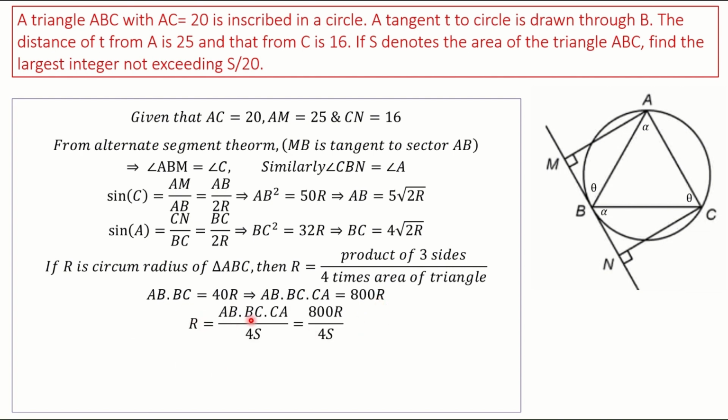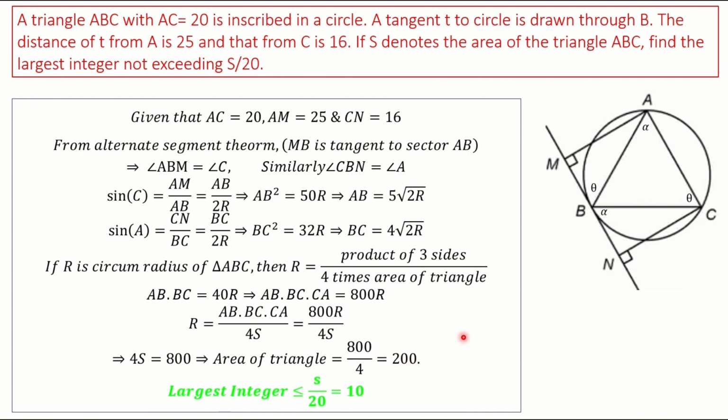Now, it's simple. R equals AB into BC into CA by 4S. S is the area of the triangle, which is equal to 800 hour. This we calculated above. By 4S, which implies S equals 200. Okay, now we need to calculate S by 20, right? So S by 20, the largest S by 20, straightforward you can get is 10.